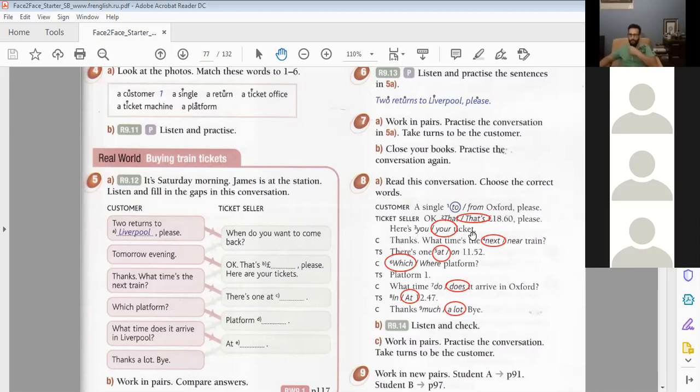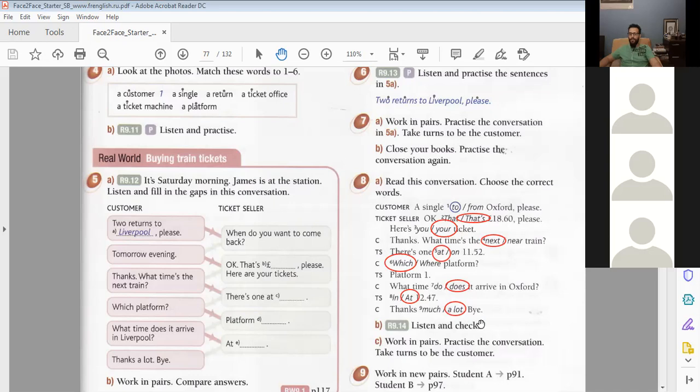Here's your ticket. Thanks. What time's the next train? There's one at 11:52. Which platform? Platform 1. What time does it arrive in Oxford? At 12:47. Thanks a lot.